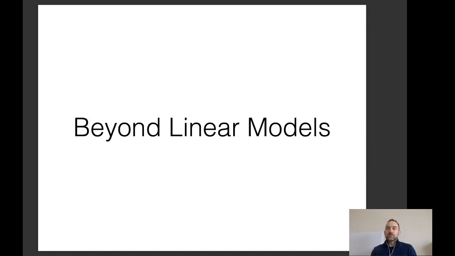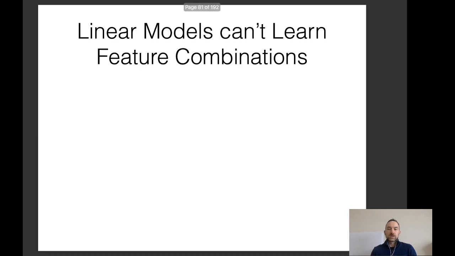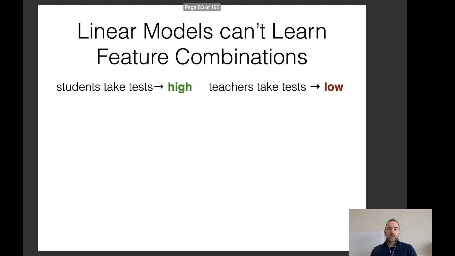Okay, so this was basically warm up, and now I'd like to move into the core idea that we're handling in this class, which is to move beyond linear models. Linear models cannot learn feature combinations. For example, if we have "students take tests", this obviously has a high probability, correct? And "teachers take tests" has a low probability.